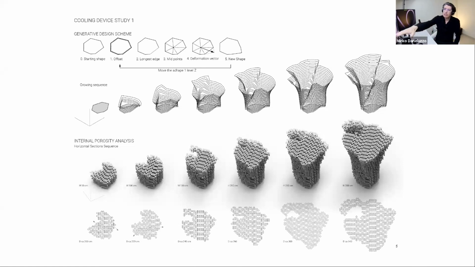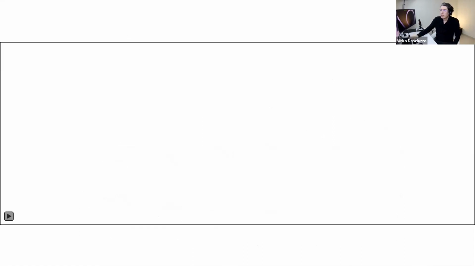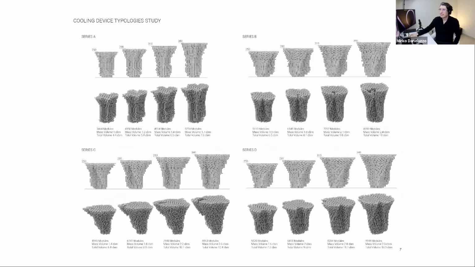As you can see here in the middle picture, you have the object cut at different heights, and you see the inside as a porous element. There was a video of the stratification, but you can imagine the module as a simple prism replicated over and over, connecting one to each other.